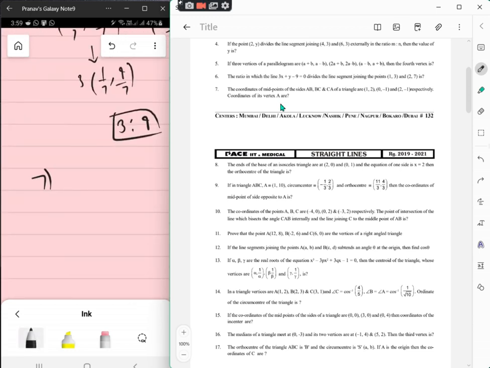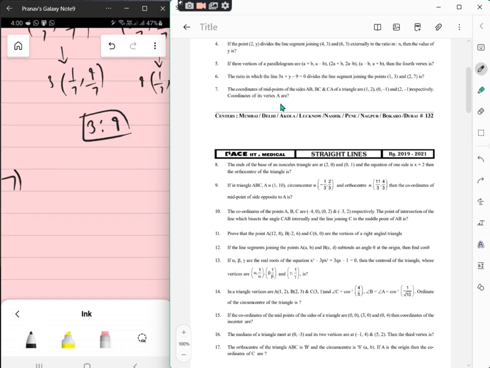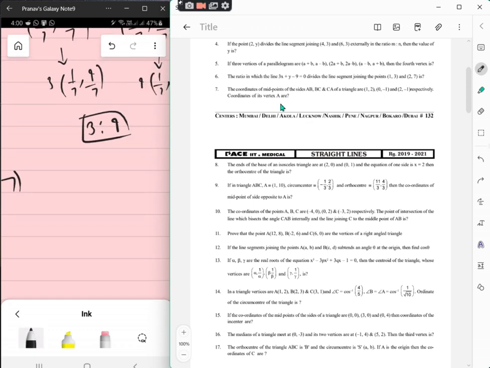Seventh question: the coordinates of the midpoints of the sides AB, BC, CA of a triangle are given. Find the coordinates of its vertices. You know that the median triangle also has the same centroid as the original triangle. So what is the centroid? It's 1 plus 0 plus 2, which is 3, 3 upon 3 is 1, then 2, okay, that's 0. So 1 comma 0 is the centroid.